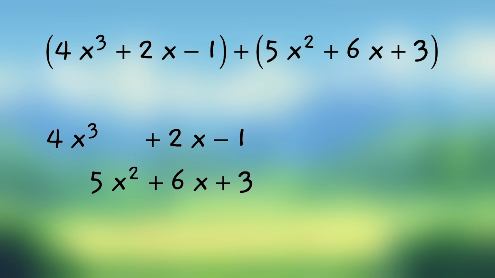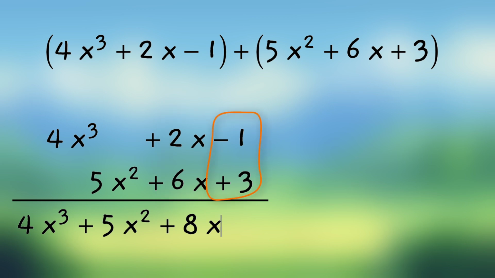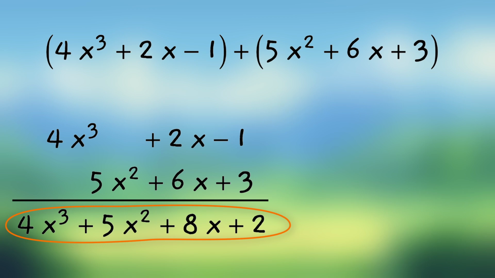Now, like before, we combine like terms. There's only one term of degree 3, so the first term in the sum is 4x cubed. There's only one term of degree 2, so the next term in the sum is plus 5x squared. Next, we combine 2x and 6x, which gives us plus 8x. And finally, we add the two numbers, -1 and 3, which gives us 2. So the sum of the two polynomials is 4x cubed plus 5x squared plus 8x plus 2.